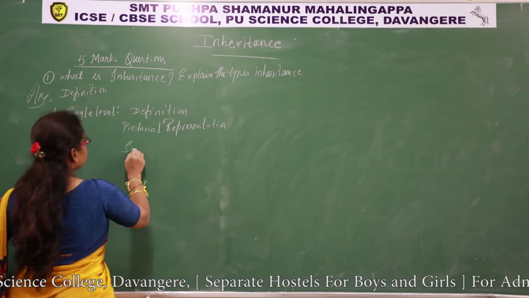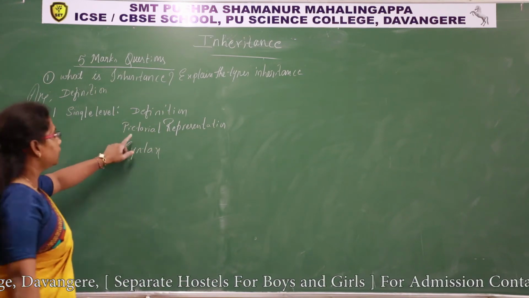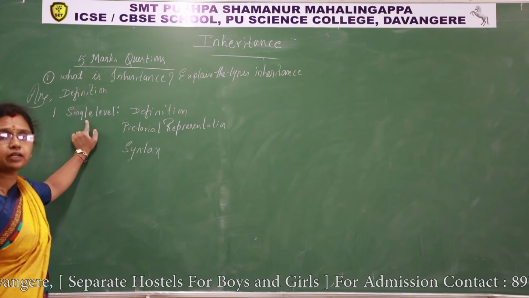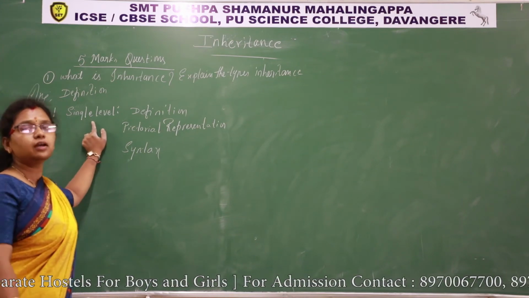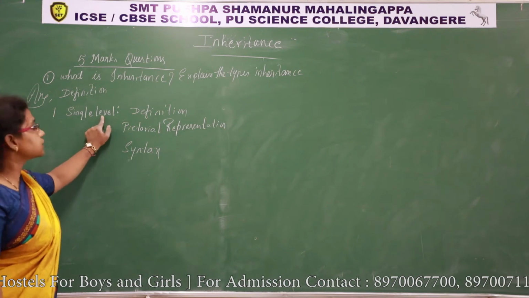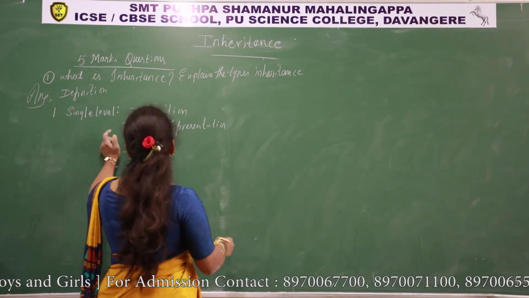And syntax. It is enough. For all types you must write this one. Definition. What is the definition of single level inheritance? An inheritance which involves only one base class and one derived class is called single level inheritance. Then pictorial representation. What is the pictorial representation here?